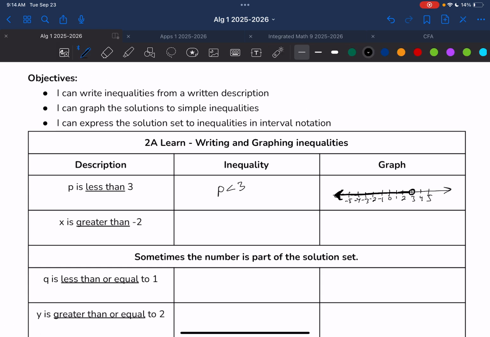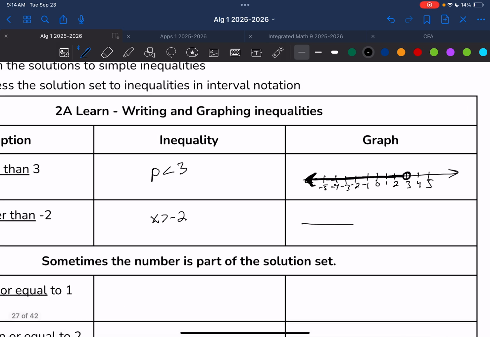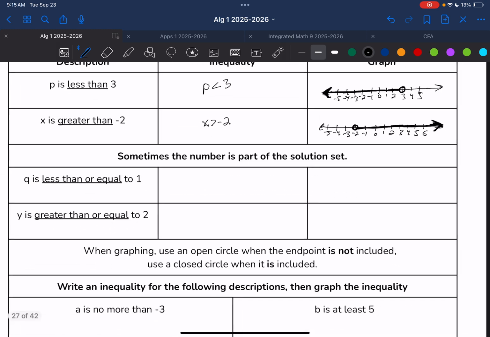All right, x is greater than -2, so we can do the same thing. X has to be greater than -2. Again, write our number line. 0, 1, 2, 3, 4, 5. We can go up to 6, sure, why not? And now we want to start at -2, so that's right here. And now it's greater than, so it's all values to the right. So in general, you're either going to shade to the right or to the left. If it's less than, you want to shade to the left. If it's greater than, you're going to shade to the right.